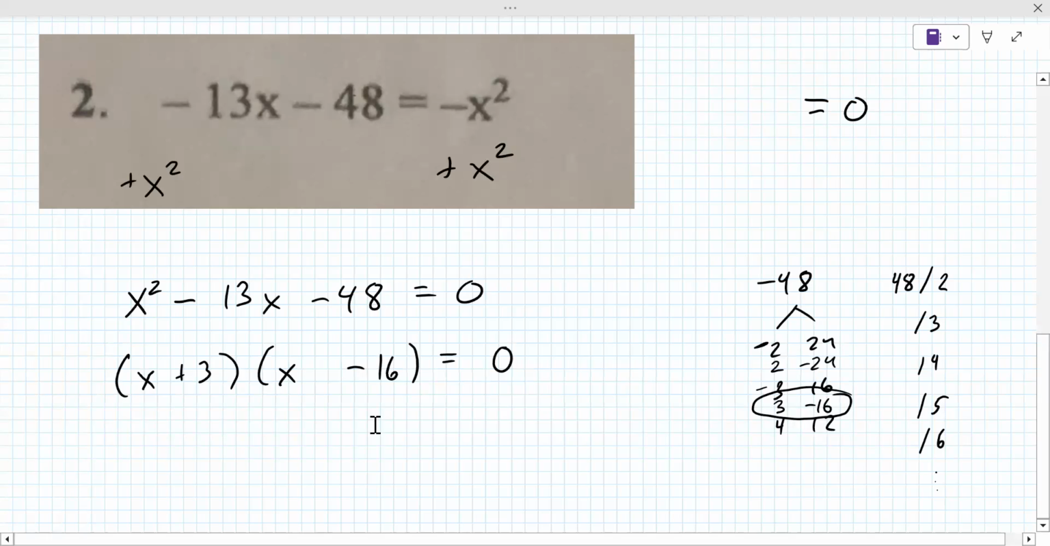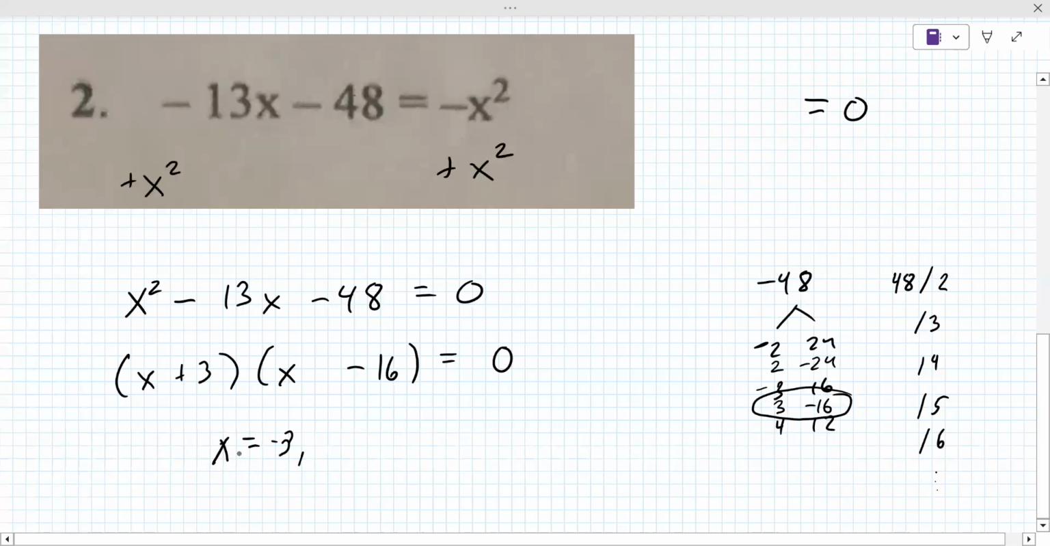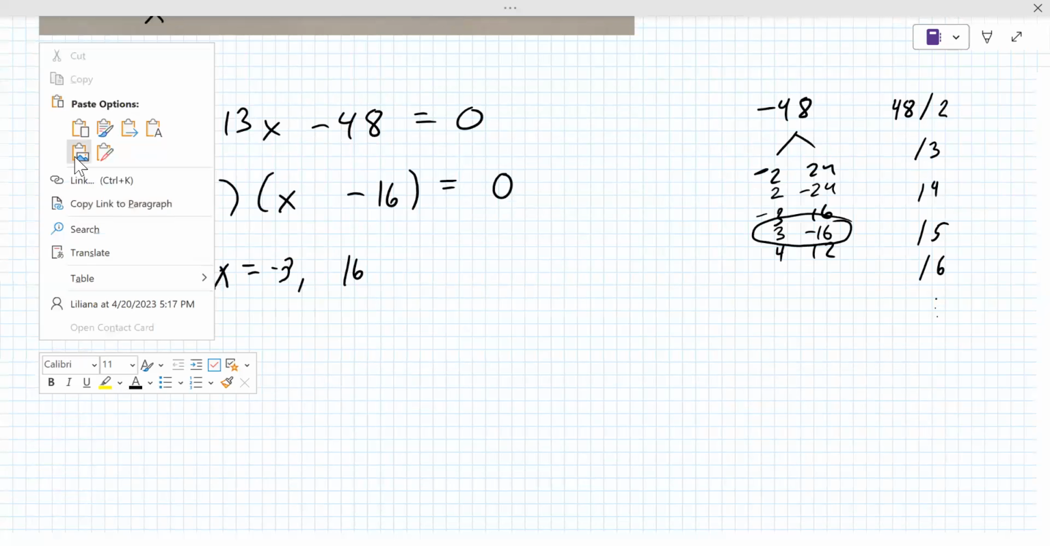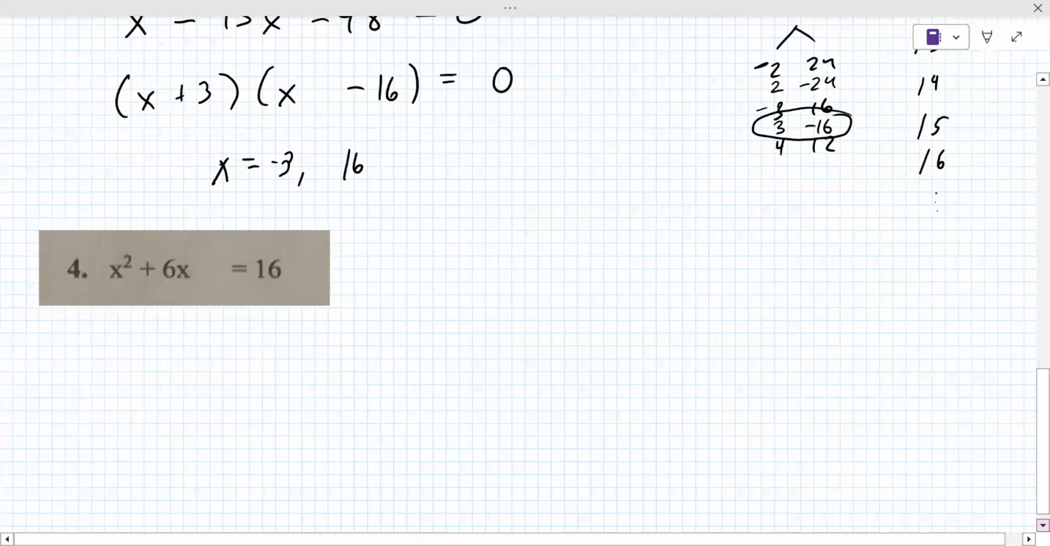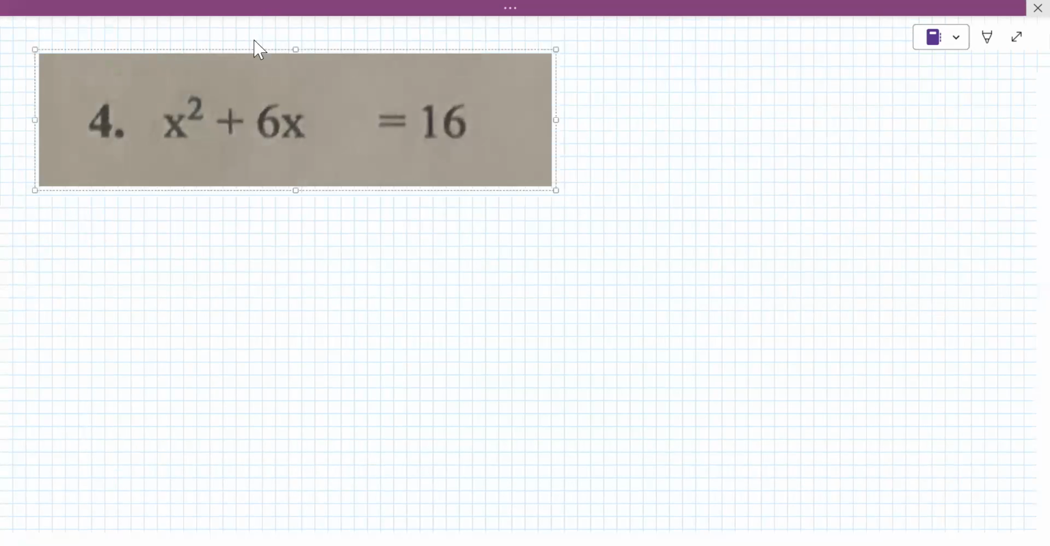All right, so go ahead and get that down, and then give me the two x values that make this 0. X equals -3 and x equals 16. Very good. All right, so here we go. Let's look at number 4 next. This one's kind of already in the right format. We'll go back and do number 3.